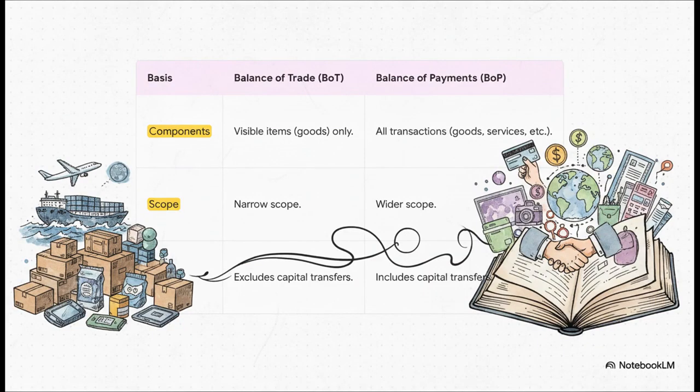Now, you've probably also heard the term balance of trade, or BOT. This slide is perfect for clearing up any confusion between the two. The balance of trade is just one part of the balance of payments. See, the BOT only looks at visible things, physical goods being shipped in and out. The BOP is way bigger. It includes goods, services, transfers, capital, the whole shebang. Think of it this way. The BOT is one chapter, the BOP is the entire book.